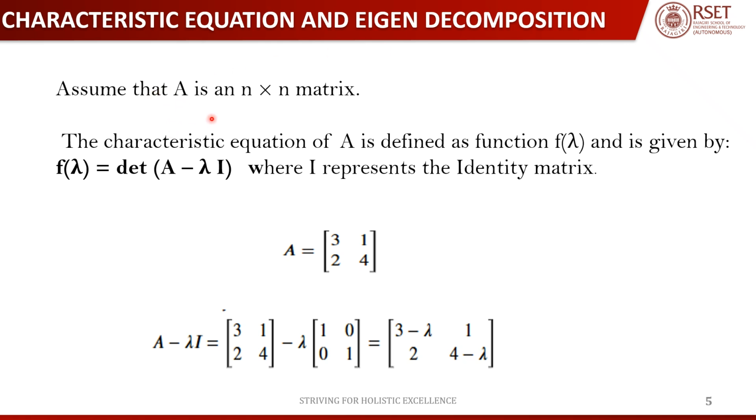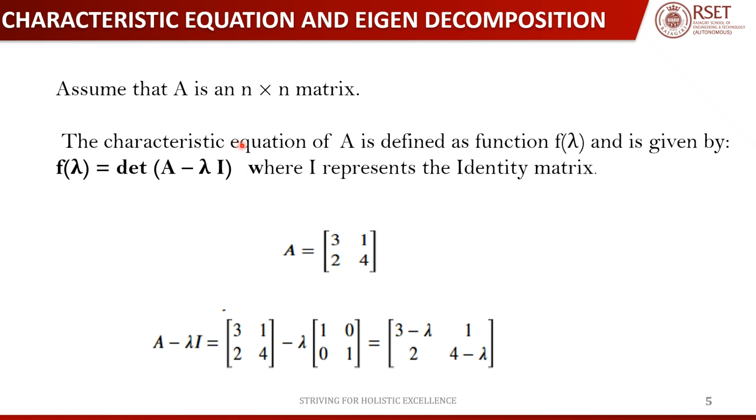So what is the characteristic equation of a particular matrix? We'll assume that A is an n by n matrix, which is a square matrix. Then the characteristic equation of A is defined as a function f of lambda and is given by f of lambda is the determinant of A minus lambda I, where I represents the identity matrix.